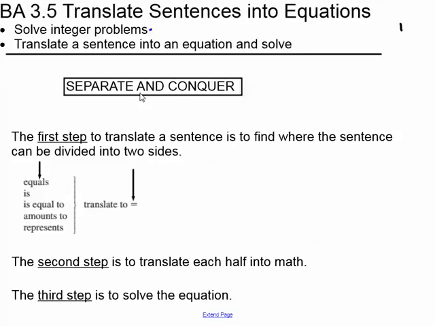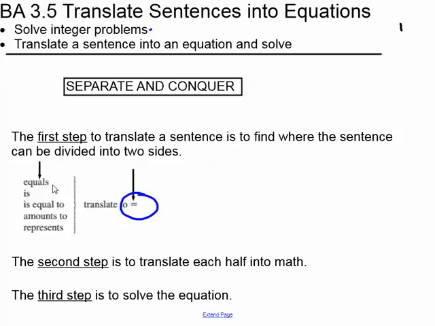So when I translate a sentence into an equation, my recommendation is to separate and conquer. I think the phrase is usually divide and conquer, but divide is too mathy, so I decided that I'm going to describe it as to separate and conquer. So we're going to try and separate any sentences that we see with something special. And the first step, I guess, is to separate. Separate by using the equal sign. So we're going to try and find that equal sign all the time.